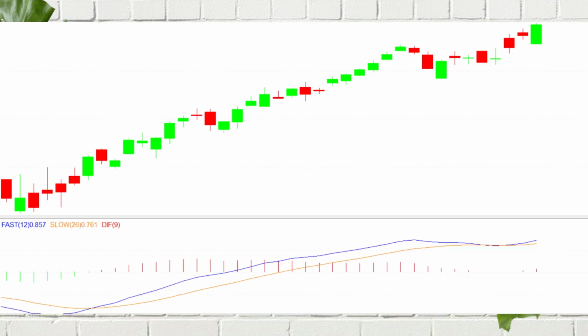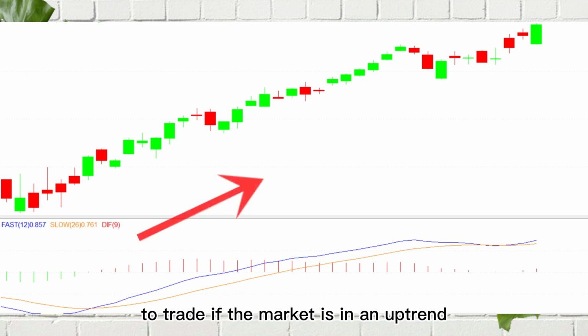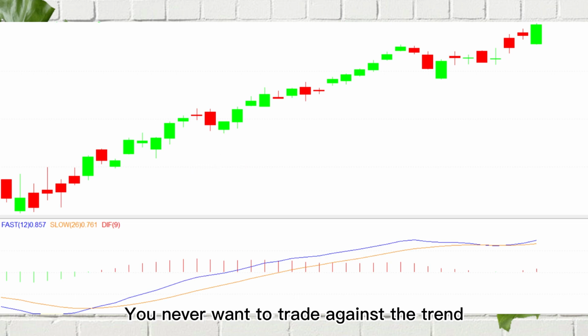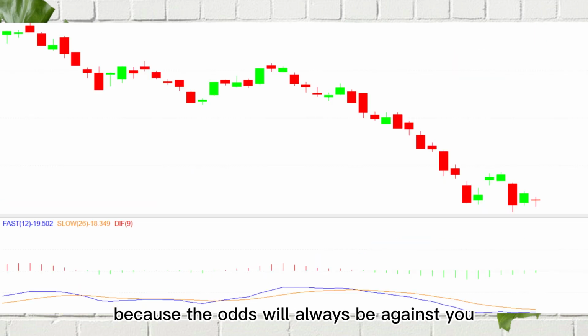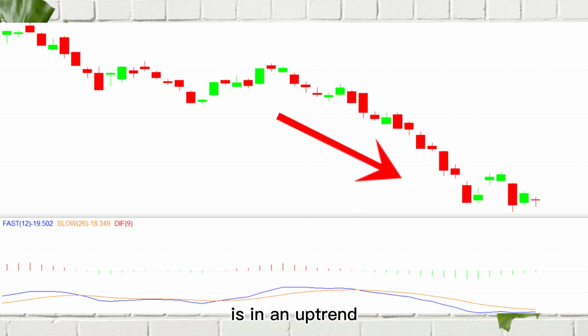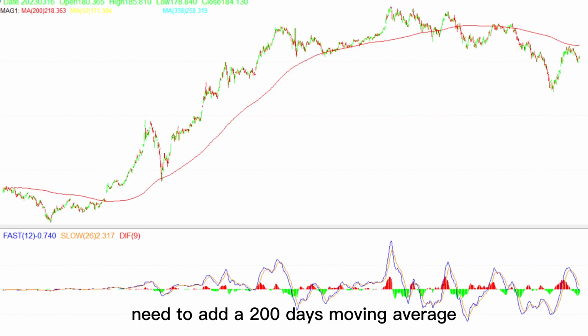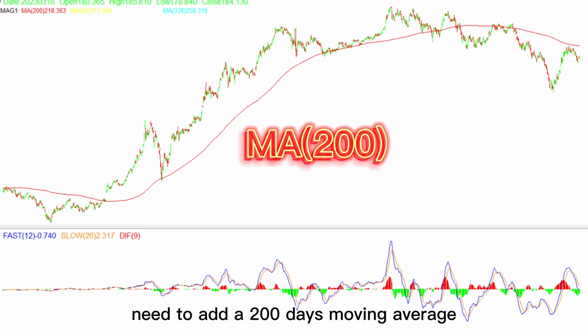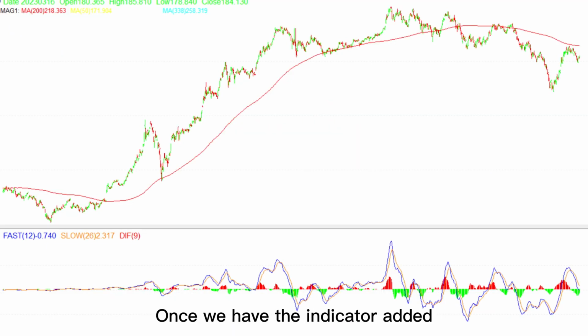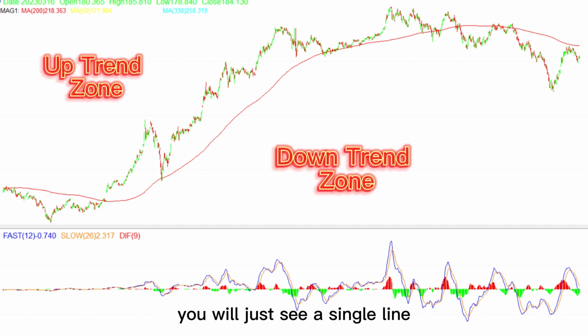To fix this issue, for example, if we are trading long, we only want to trade if the market is in an uptrend. You never want to trade against the trend because the odds will always be against you. So an easy way to figure out if the market is in an uptrend is to simply add a 200-day moving average. Once we have the indicator added, you will just see a single line. If the price is above that line, the market is in an uptrend. If the price is below that line, the market is in a downtrend.